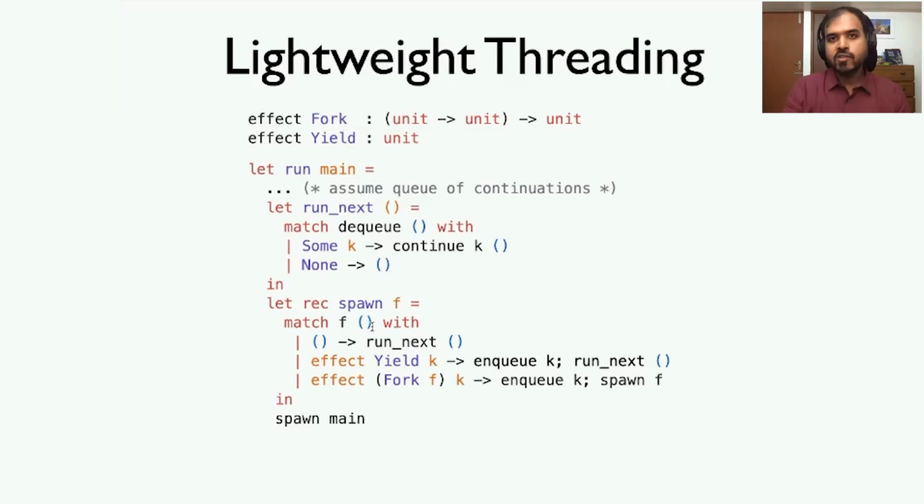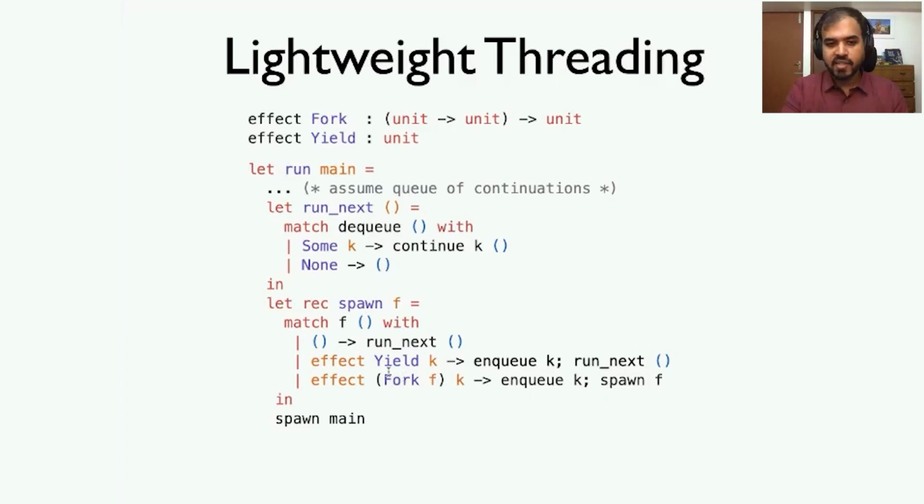If instead F wants to fork off a new task, you get to a point where you handle the effect fork, where F is the thunk that you want to spawn off, and K is the continuation of the current task. So you basically obtained a version of the suspended computation of the current task. And what you do is you simply say, okay, I'm going to enqueue myself, the current task, in the queue, and I'm going to recursively call spawn on F so that it is created as a new fiber.